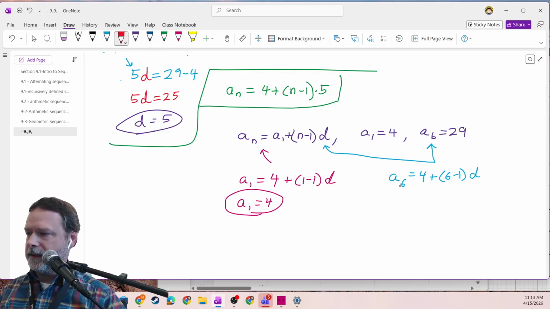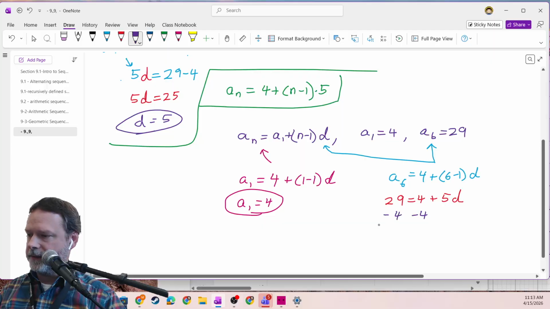But actually, a6 was given to me to be 29. So I could write this: 29 equals 4 plus 6 minus 1, well, that's 5d. And we can now find my common difference. It's just going to work out like this. Minus 4, minus 4. We get 25 equals 5d, just like we did before up here. So d equals 5.